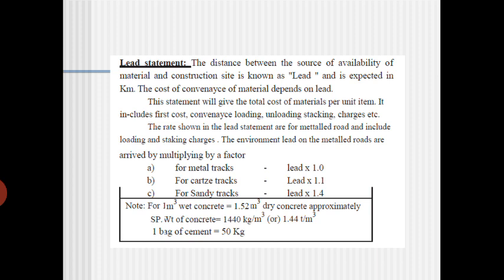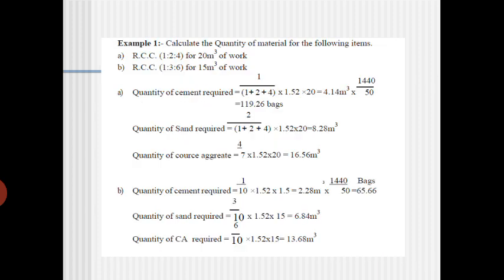If I take 1:2:6, then how much quantity of material do I have to take? So now you can calculate the quantity of materials for the following items. The first one is RCC, reinforced cement concrete, 1:2:4 for 20 meter cube of work. B is RCC work for 1:3 for 15 meter cube of work. Now the main thing is that if they have mentioned 1:2:4, then how many bags of cement I have to calculate, how much sand is required, and how much aggregate is required.